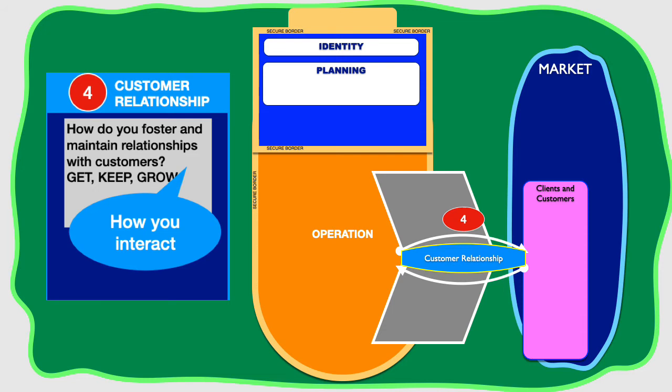Now comes step number 4, as in the customer relationship strategy. How to find them, get them and keep them. Again, a requisite variety Ashby control loop is required.